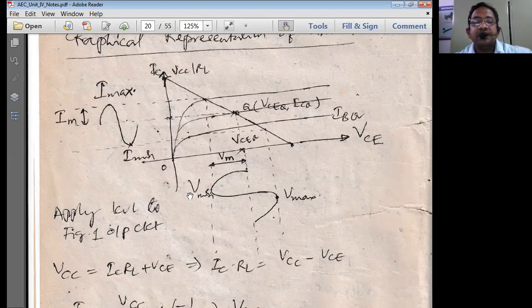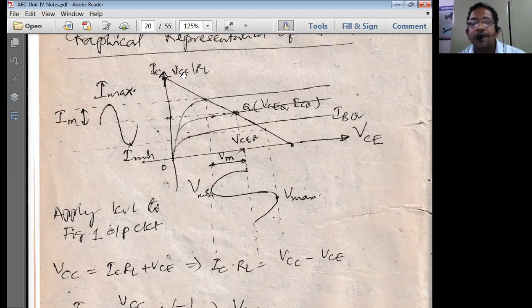V min can be stretched down to 0. V max can be stretched up to VCC. VCE can go up to how much? VCC. So V max can be stretched up to VCC, and V min can be stretched down to 0. Similarly, I max can be stretched up to IC sat, which is VCC by RL. IC sat is equal to what? VCC by RL. That is the maximum current that can flow through the transistor circuit.